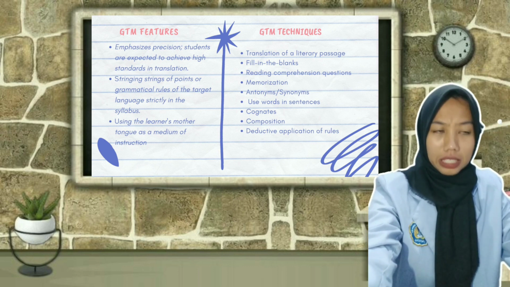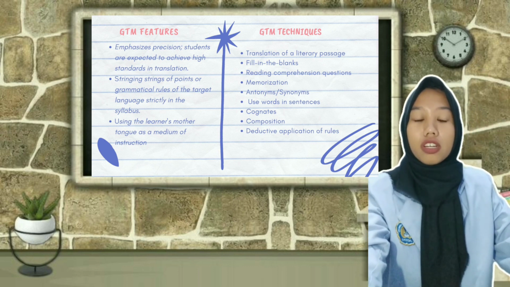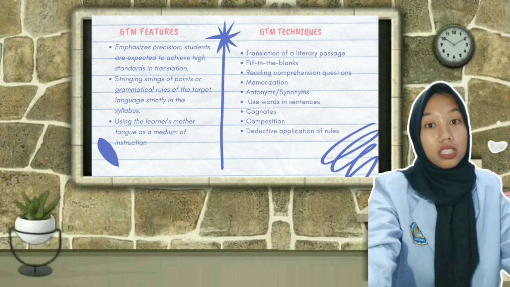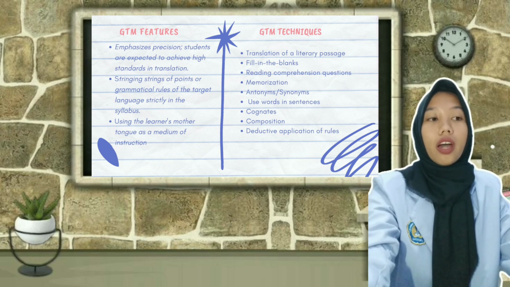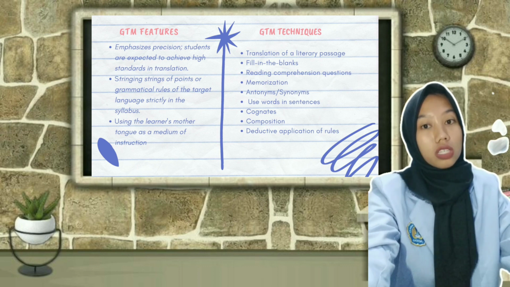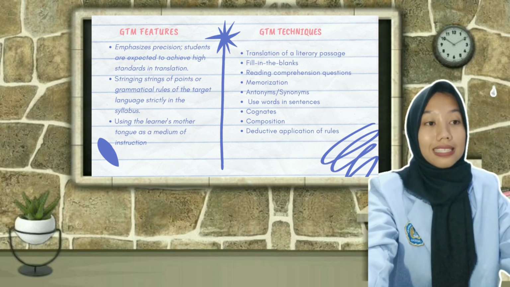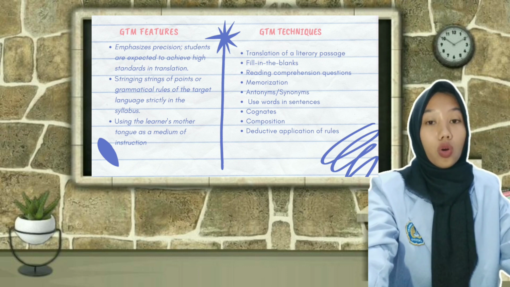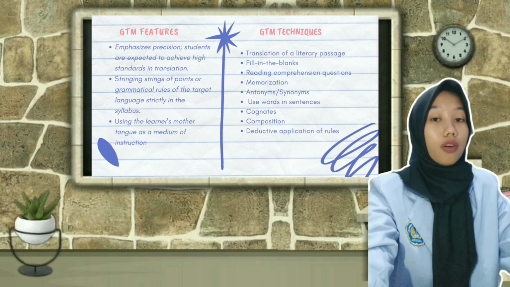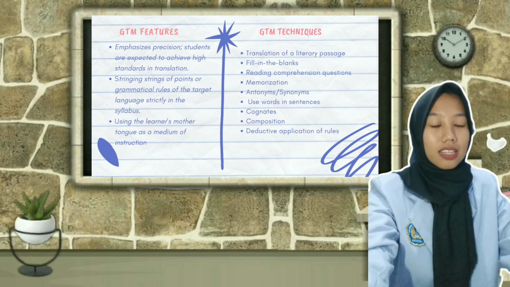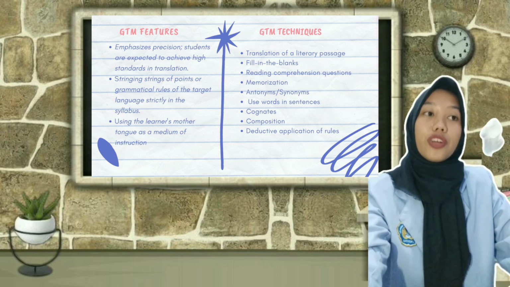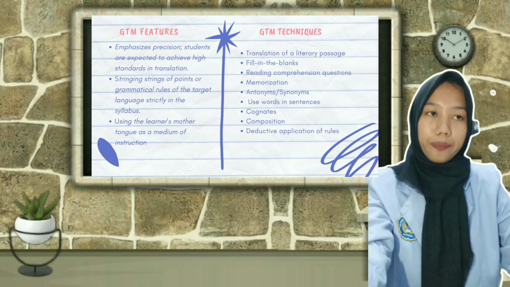So the techniques of this GTM are, first, translation of a literary passage. The next is fill in the blanks, reading comprehension questions, memorization, antonyms or synonyms, use of words in sentences, cognates, composition, or deductive application of rules. So that's all about the GTM that teachers can use in their class while they're doing learning activities.